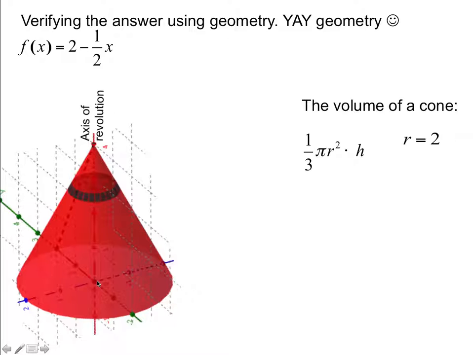And we have a radius of 2, 1, 2. And we have a height of 4, 1, 2, 3, 4. And so when we plug those numbers in here, we get 1/3 pi times 2 squared times 4. So we have a volume of 16/3 pi.